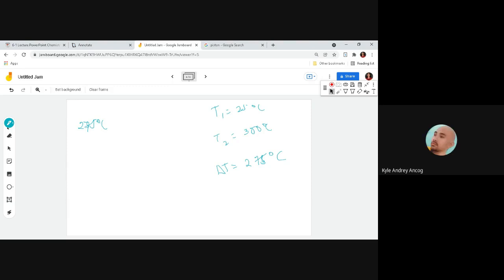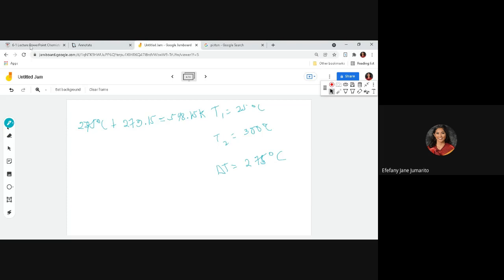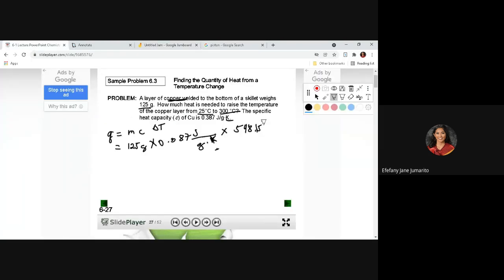So we add 273.15, and we have 548.15 Kelvin. Then we multiply by 548.15 Kelvin.